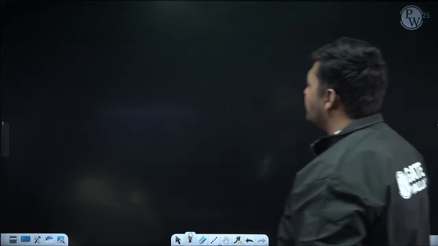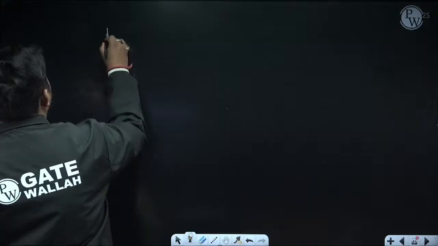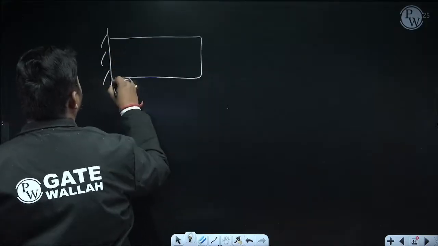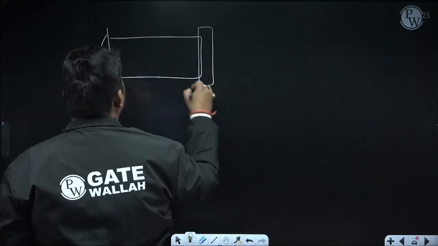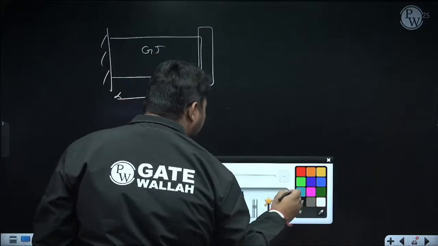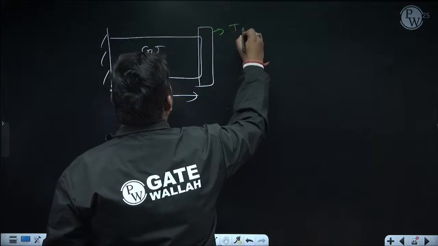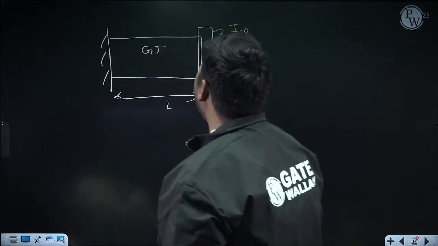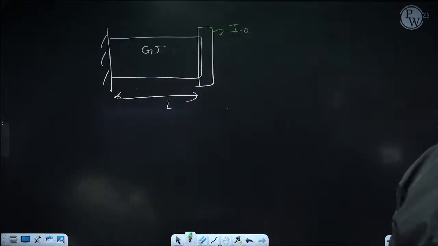See, we have to calculate natural frequency of torsional vibration. Suppose this is the shaft whose torsional rigidity is GJ, length is L, and mass inertia of the rotor is I naught. Whenever I write I naught, it is the mass inertia of rotor about axis of rotation. I will not write again and again.